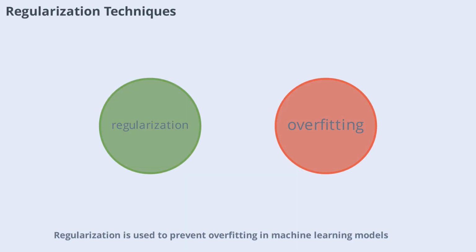Regularization is used to prevent overfitting in machine learning models. Techniques like L1 and L2 regularization add a penalty to the loss function, encouraging simpler models. Gradient descent incorporates these penalties during optimization, helping models generalize better to new data.